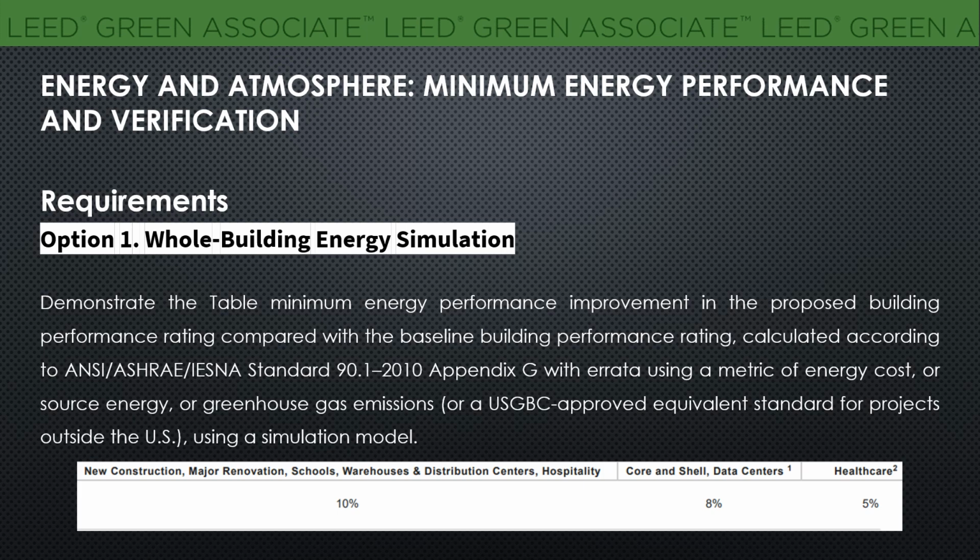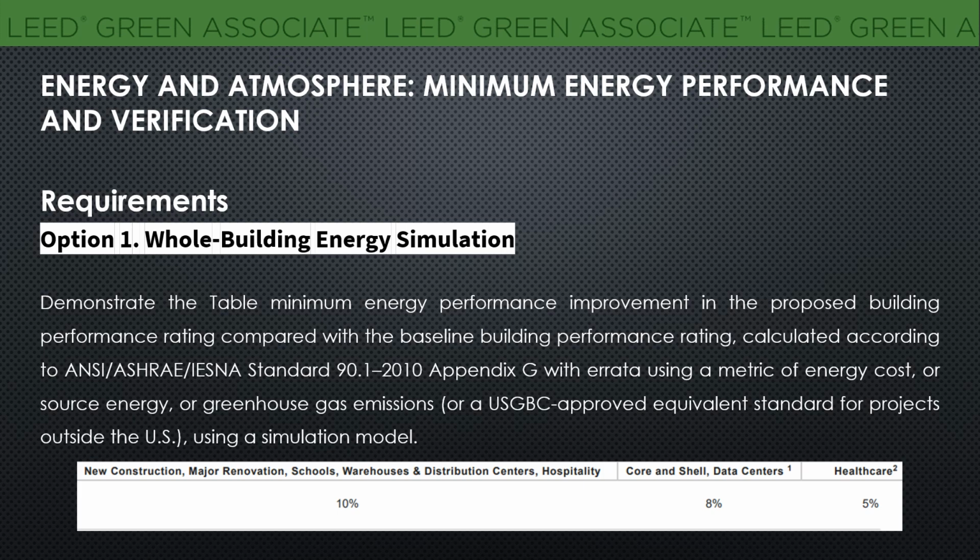For achieving option 1, we need to demonstrate the minimum energy performance improvement in the below table in the proposed building performance rating compared with the baseline building performance rating calculated according to ANSI ASHRAE IESNA Standard 90.1-2010. It is very important, with a narrative, using a metric of energy cost, source energy or greenhouse gas emission. These are the inputs we have to provide for the simulation. Or it can be a USGBC approved equivalent standard for projects outside the US. So let's look at the table.